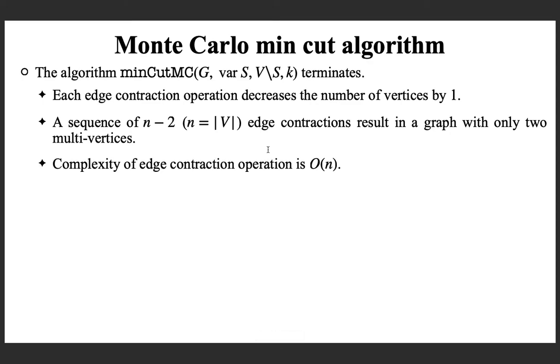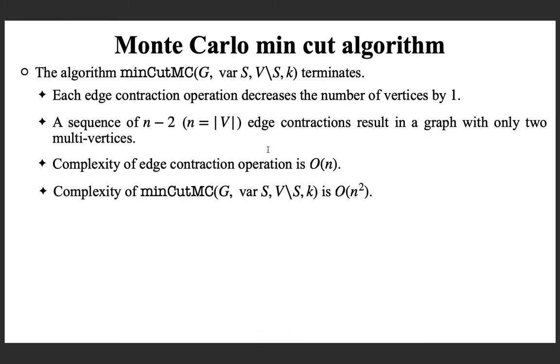And you can see that the complexity of an edge contraction operation is order of n, because you are only looking at the vertices of the graph, then you are adding the required edges. So you are in general doing n minus 2 edge contractions. Each edge contraction is taking order of n. So you are getting an order of n square algorithm.